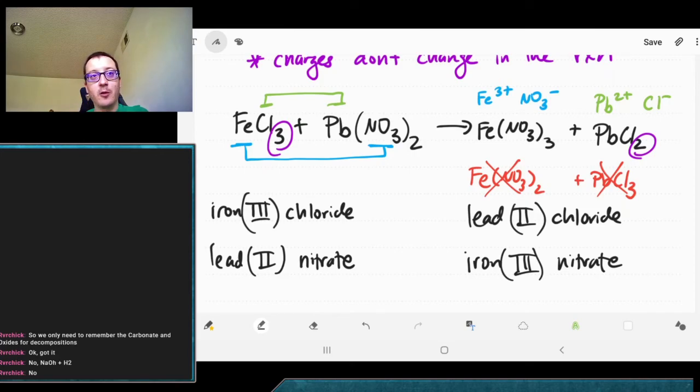So always charge balance. Don't look at the subscripts from the other ones. You only need those subscripts to figure out the charges. So don't get caught in the trap where you say, oh, well, it's a subscript of 3 here, I need a 3 at the other side. You do not. You might, but you do not need to.